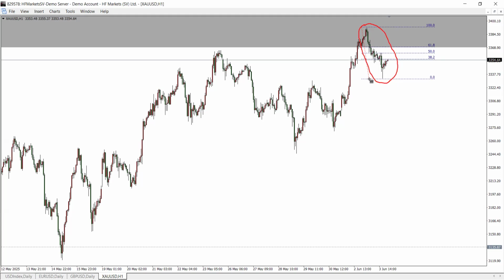Okay, so we have this in this manner, and then we're like, okay, now it has retraced 38.2. This is not a bad place to enter, meaning that I enter here, stop loss above 61.8. Or I enter if it gets to 50, stop loss above 61.8. Or if it gets to 61.8, I enter here and stop loss still above 61.8.